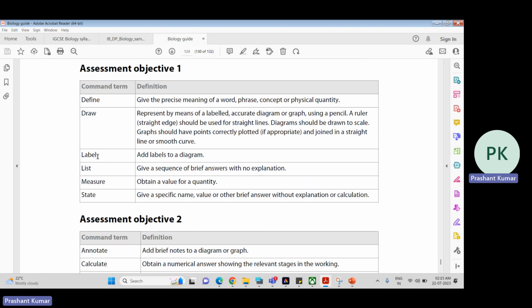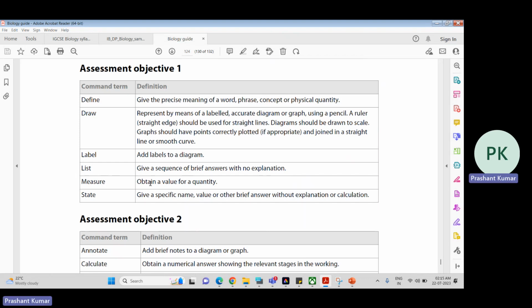When the question says label, add labels to the diagram. Draw and label means you have to label the parts too. List: give a sequence of brief answers with no explanation. Just list it. What will happen when an impulse is generated? So you just write in sequence the events which are going on.